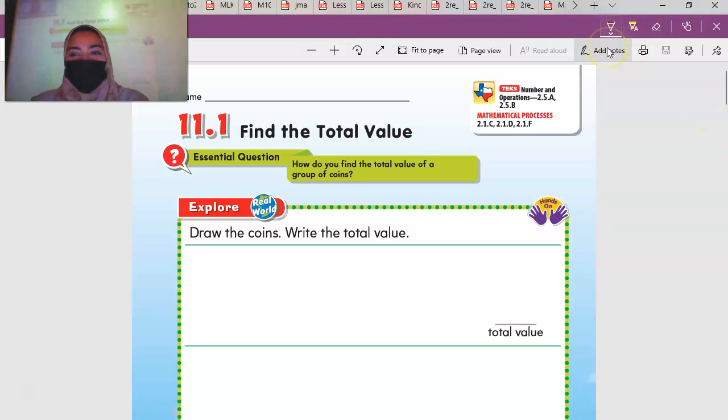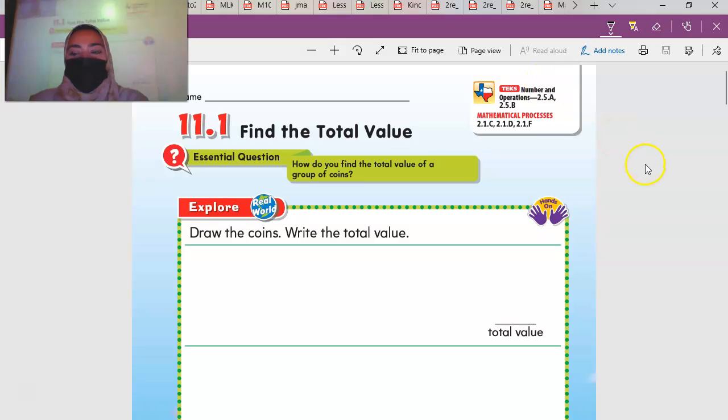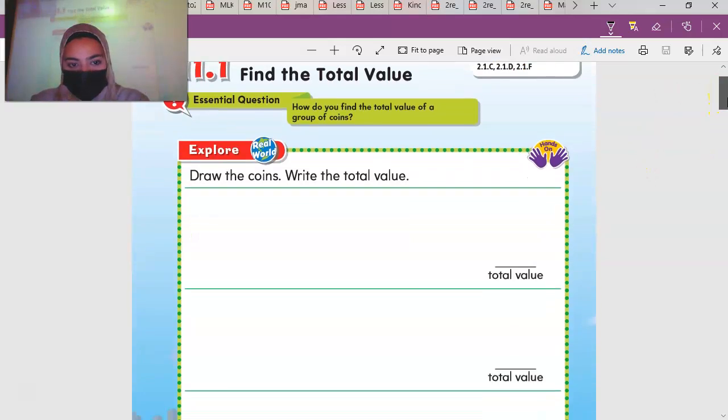All right. Hello, class. Today we will finally be starting the new math unit. So now we're going to shift away from adding and subtracting. Now we're finally going to start counting money. That's exciting. Find the total value. How do you find the total value of a group of coins?